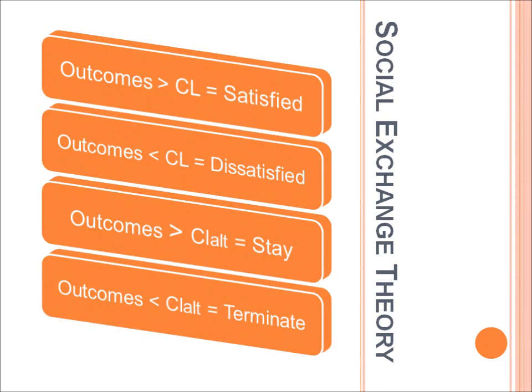If outcomes are greater than the comparison level, one will be satisfied in a relationship. However, if the outcomes are less than the comparison level, they will be dissatisfied. If outcome levels are greater than comparison levels of their alternatives, an individual will stay in a relationship. But if outcomes are less than the comparison level of alternatives, that individual will terminate a relationship. The following video clips will show these predictions in action.